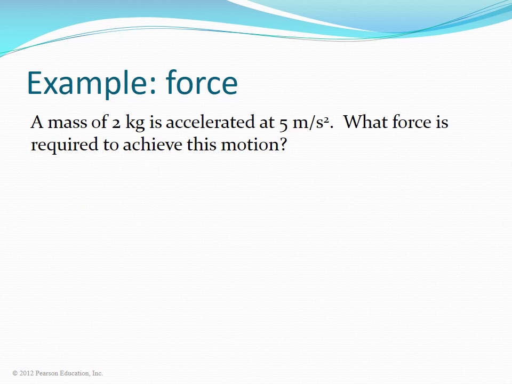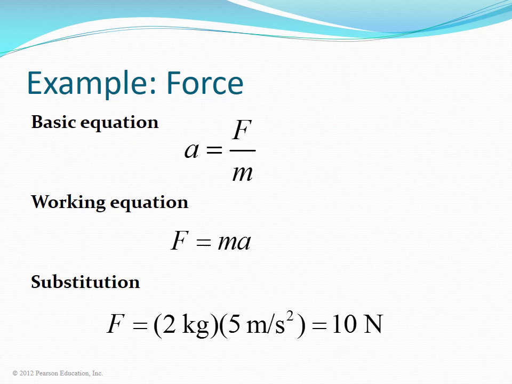Here's an example. A mass of 2 kilograms is accelerated at 5 meters per second squared. What force is required to achieve this motion? The basic equation is that the acceleration is the force divided by the mass. The working equation is the force equals the mass times acceleration. We are given the mass and the acceleration, so the force can be found as 10 newtons.